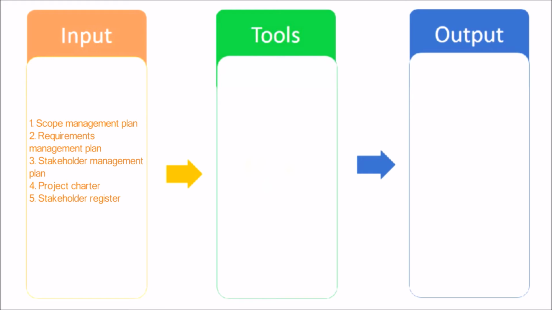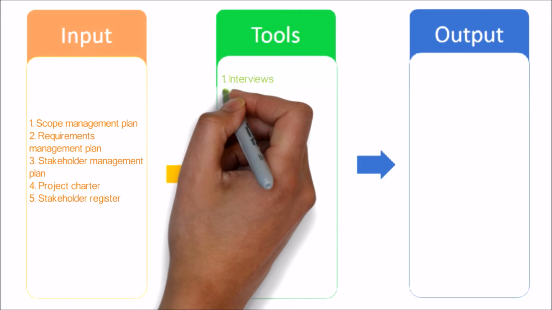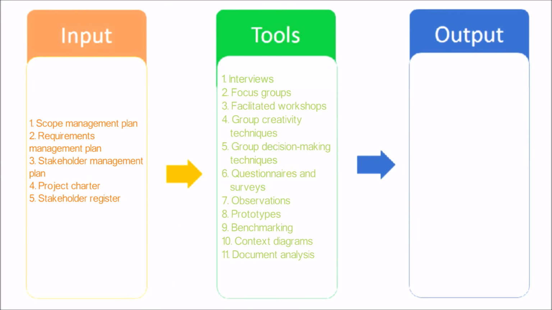Project Charter. The Project Charter is used to provide the high-level description of the product, service, or result of the project so that detailed requirements can be developed. Stakeholder Register. The Stakeholder Register is used to identify stakeholders who can provide information on the requirements. Next, let's have a look at tools and techniques used in this process.